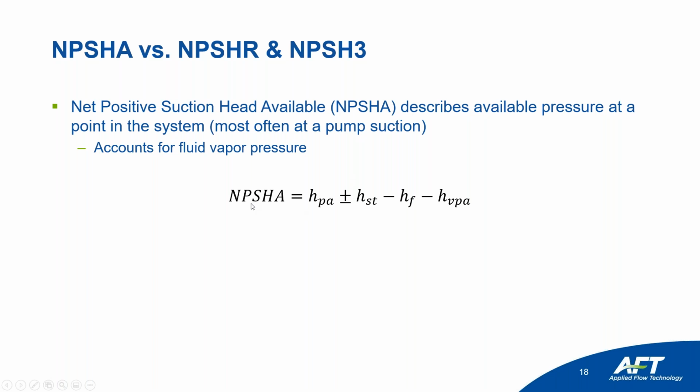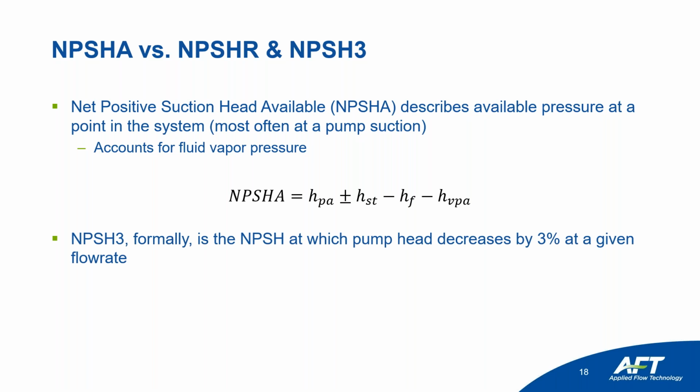But it's not just enough to be above NPSHA or above 0. And that's because the pump has, internal to the pump, there's even more suction areas. And Fathom doesn't model necessarily those suction areas, but what it does account for is this NPSHR. Sorry, NPSH3, which is used to calculate NPSHR on a pump curve. But NPSH3 formally is the NPSH at which pump head decreases by 3% at a given flow rate. It is a useful thing for experimentation because NPSHA is completely determined by your system. NPSH3 and NPSHR are determined by the pump manufacturer.